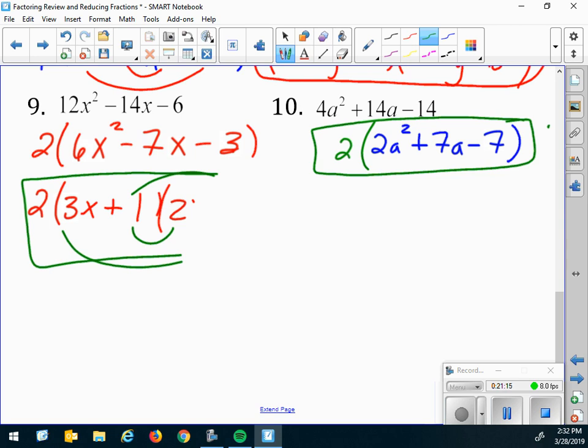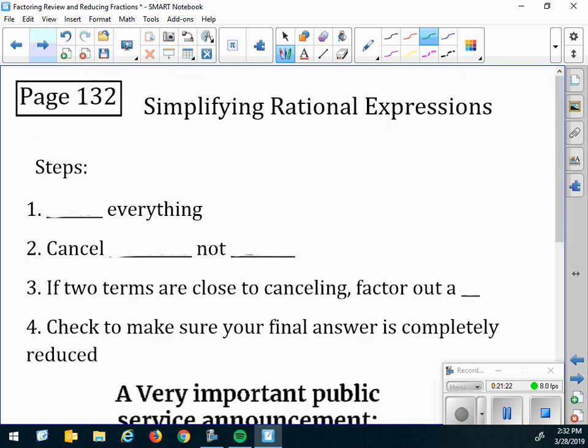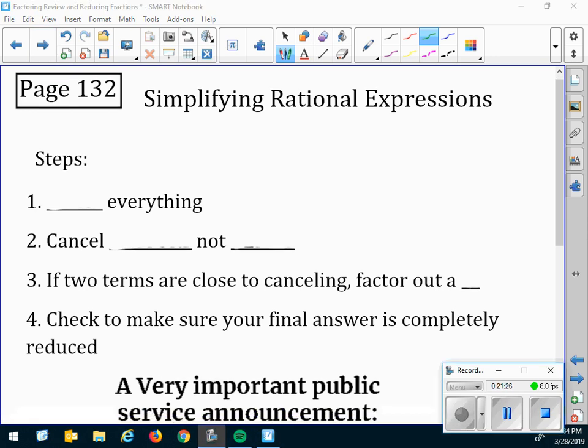I'm going to give you a pink sheet. This pink sheet is going to go on your page 132. Now, the first thing you need to know is what a rational expression is. We talked about it a little bit the other day. A rational expression is a fraction where there's a variable in the bottom. So it's a fraction that's got a variable in the bottom.